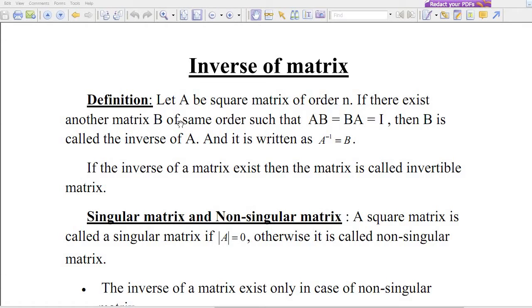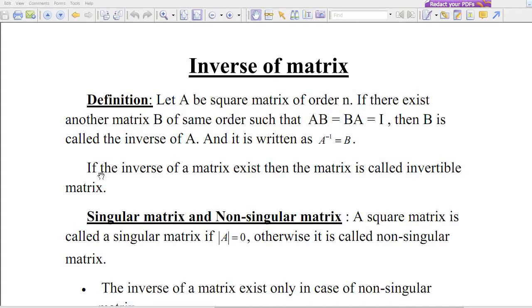See the definition here. Let A be a square matrix of order n. If there exists another matrix B of the same order such that AB = BA = I, the identity matrix, then B is called the inverse of A, and it is written as A inverse = B. Remember one thing here: if B is the inverse of A, at the same time A is also the inverse of B.